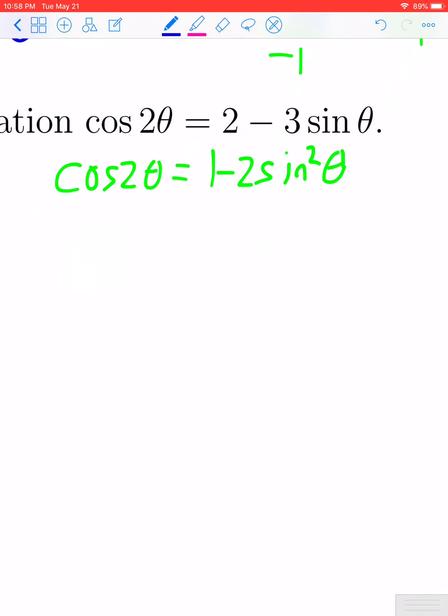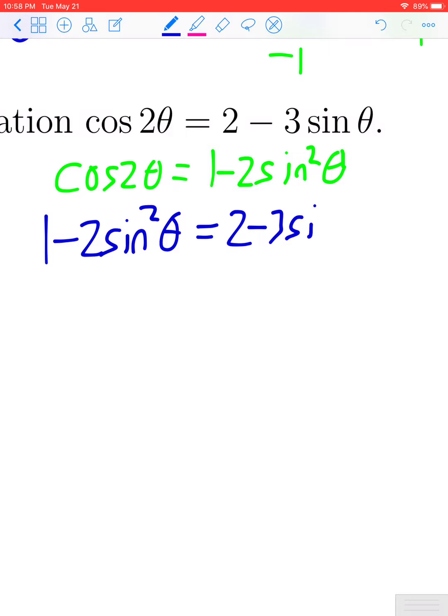So what I'm going to do is everywhere we see the cosine of 2 theta, we're going to replace it with 1 minus 2 sine squared theta. So under that substitution, our equation now becomes 1 minus 2 sine squared theta is equal to 2 minus 3 sine theta. So far so good. We now at least have it down to just all functions where the angle is just theta. And in addition to that, all of the trig functions are in terms of the sine function.